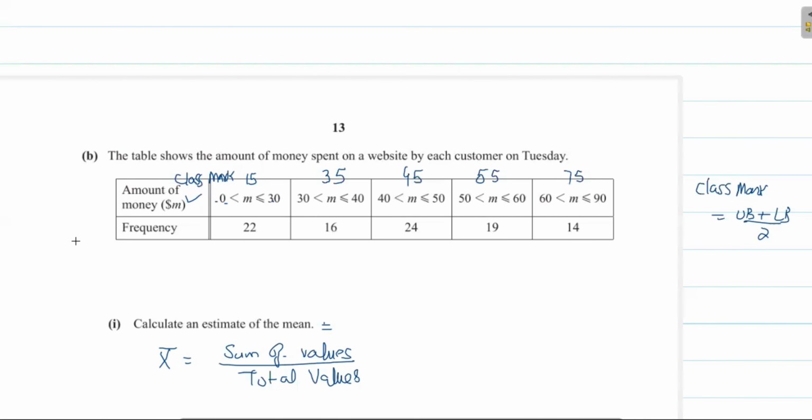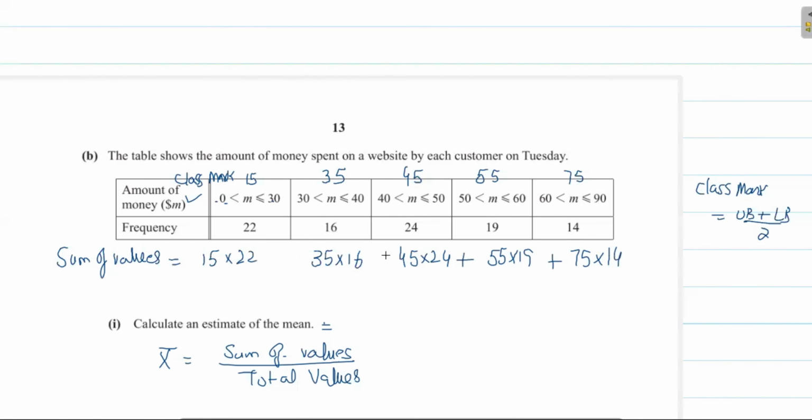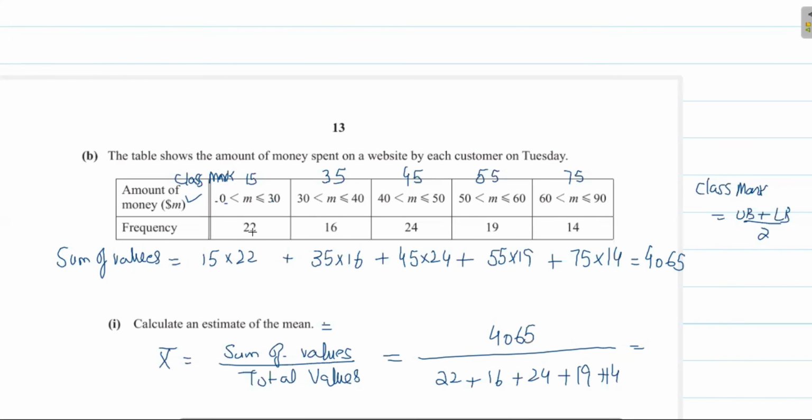Now to find the sum of values, that will be equal to 15 multiplied by 22, and 35 multiplied by 16, 45 multiplied by 24, 55 multiplied by 19, and 75 multiplied by 14. We add all these values. This is equal to the sum of values. Now the sum of values will be equal to 4065. You can calculate by calculator. We substitute the value here. Now we add these frequencies: 22 plus 16 plus 24 plus 19 plus 14. That's equal to 95. Now 4065 divided by 95.